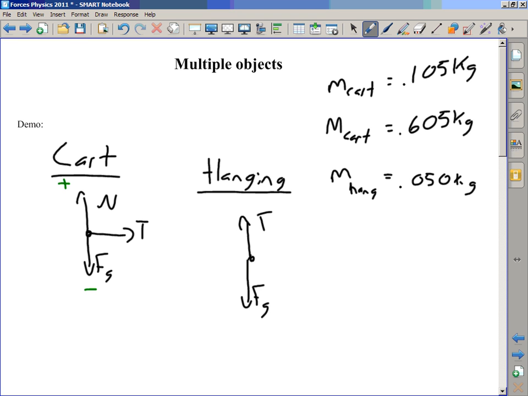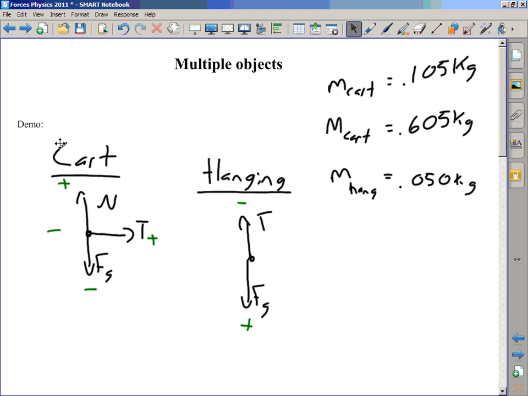Positive. Now, think about the system. Whenever the cart moves to your right, that's positive. Which way does the mass go? Down. So down for the hanging mass must be positive, up must be negative. That's system positive, system negative. Let me say that again.